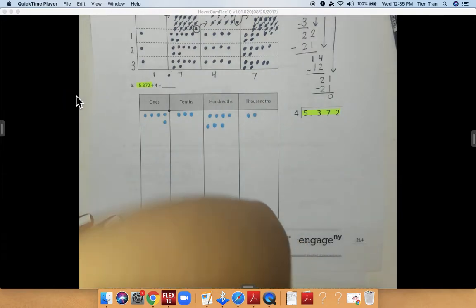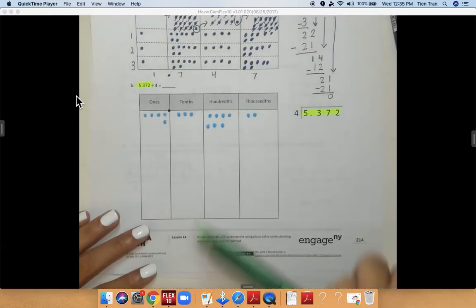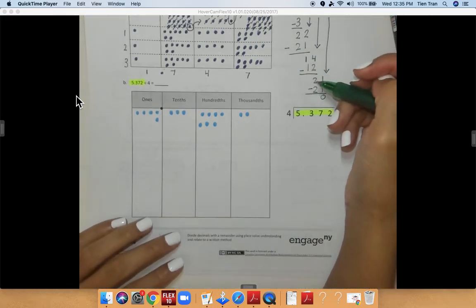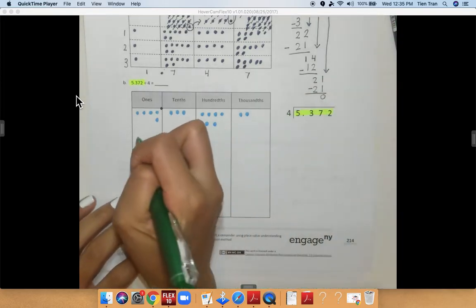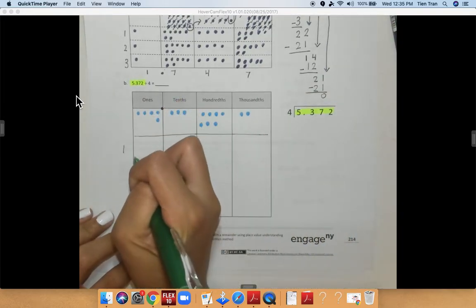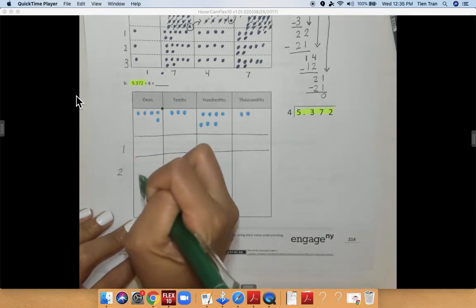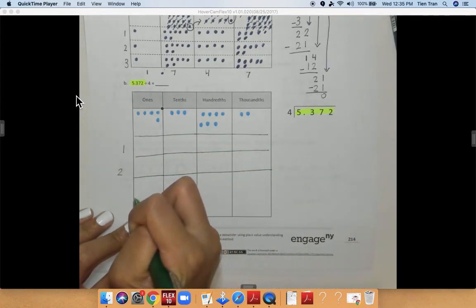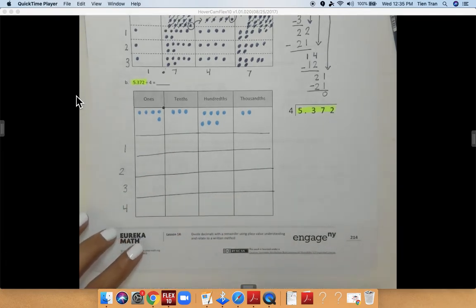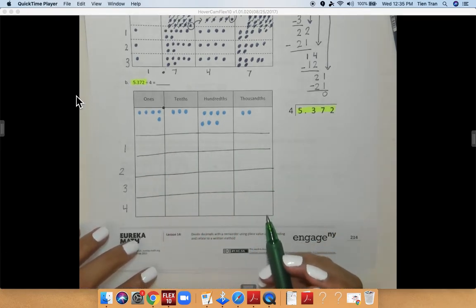And I'm going to use a different color so we don't get confused with the other one. For problem B, I'm going to solve the standard algorithm way first to show you. So for this one, they want you to divide your numbers into 4. So I'm going to have 1, 2, 3, and 4. Okay? So I'm dividing this into 4 pieces.